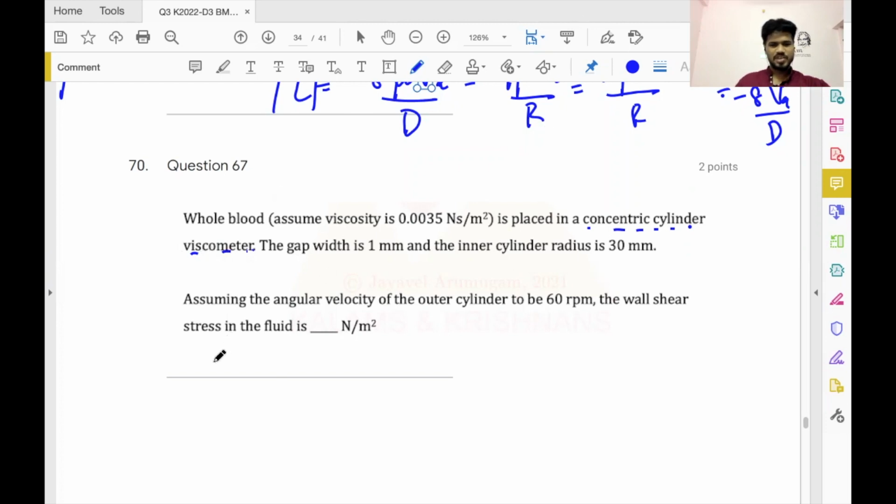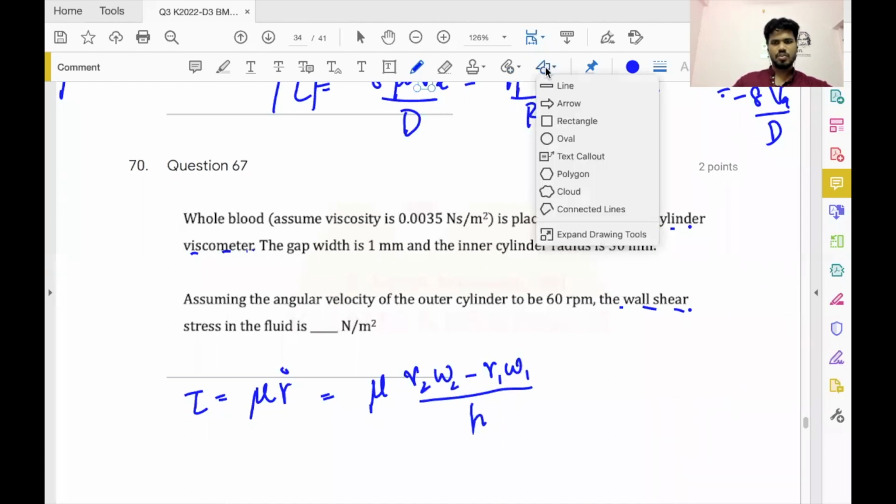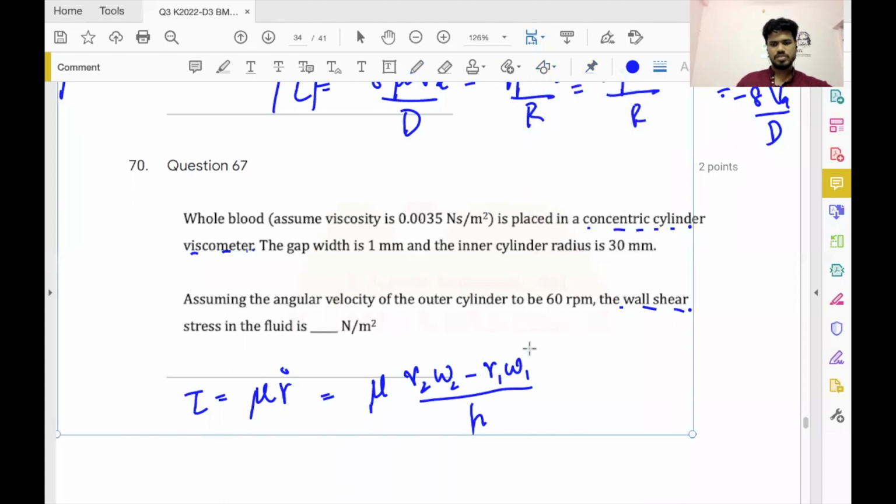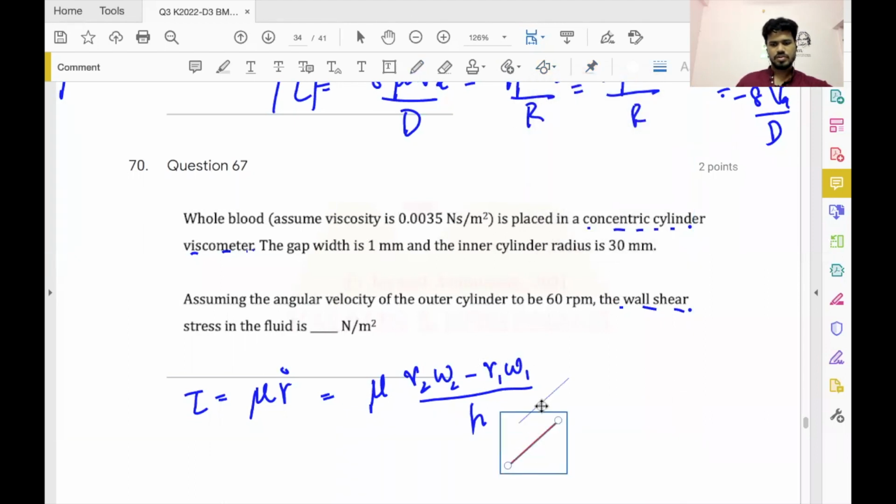The same thing, right? Yeah, the velocity gradient is this wall shear stress. So tau is mu times gamma dot, where gamma dot is the gradient of velocity. So mu times (R2 omega minus omega 2 R1 omega 1) by H. And one of them will be 0, this omega will be 0. So just the product of these terms, let's get the numbers correct.